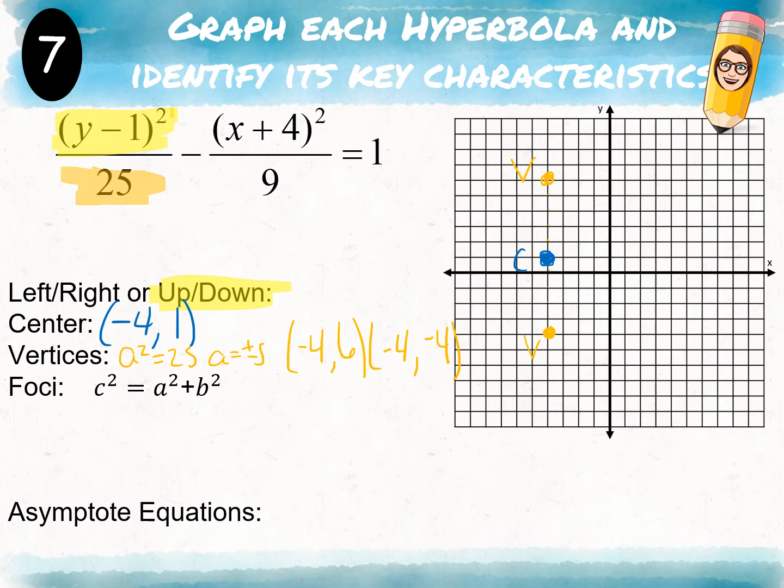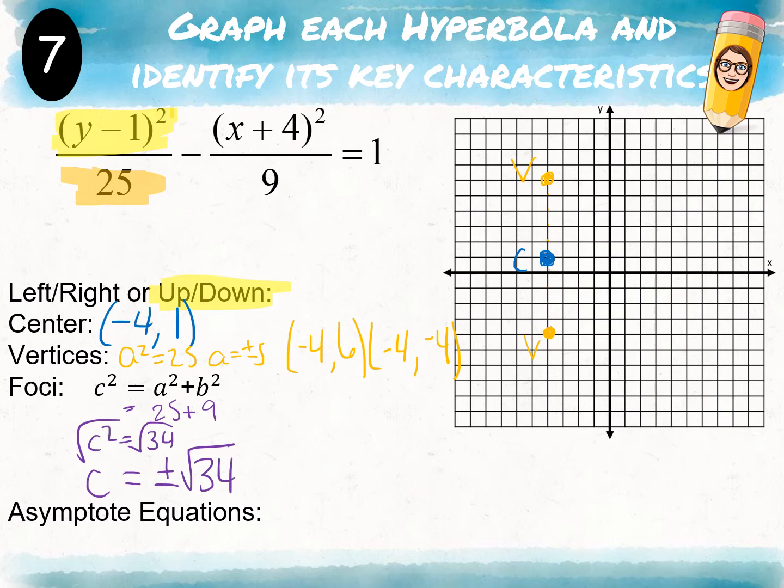Let's use our formula to find c squared, to find our focus length. A squared is 25, b squared is 9. If I add those together, I have 34. Square root of 34 plus or minus. Let's see, does 34 break down? 4, no, 9, 16, it doesn't. So we're just going to leave it as square root of 34.